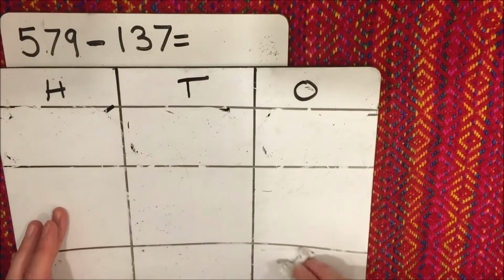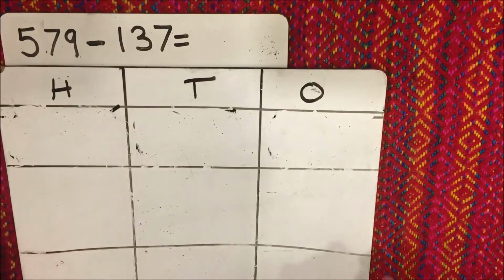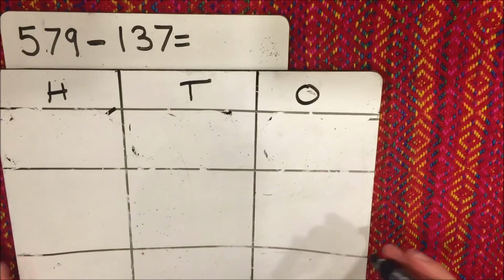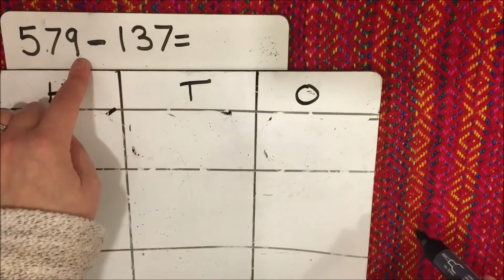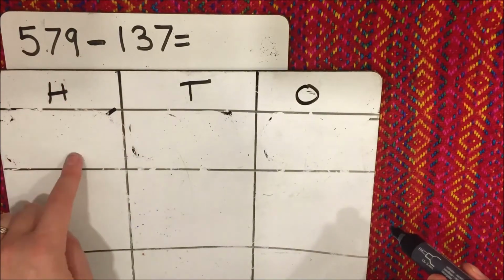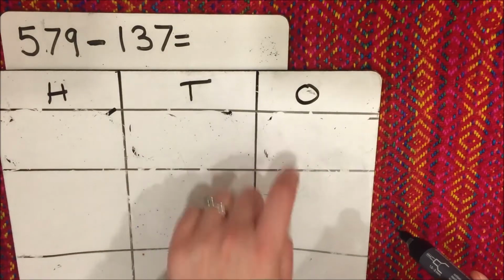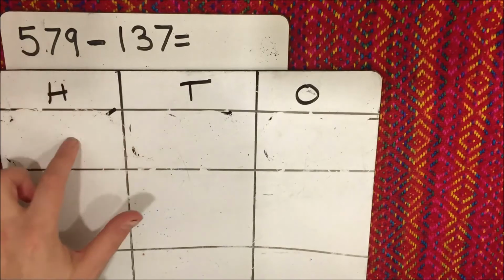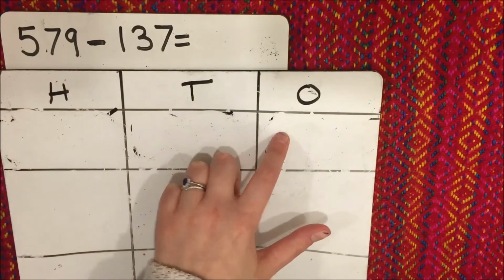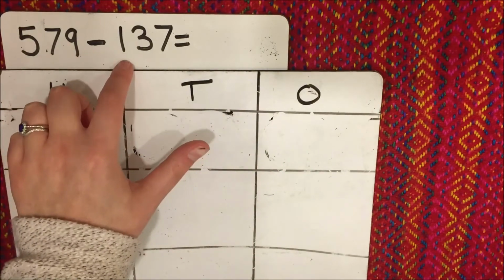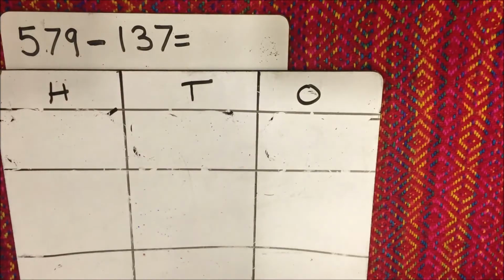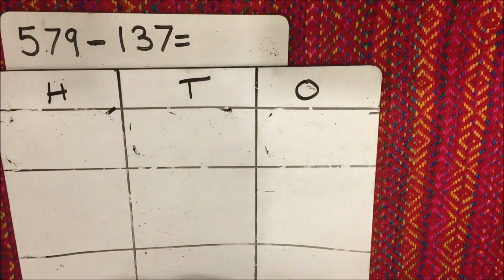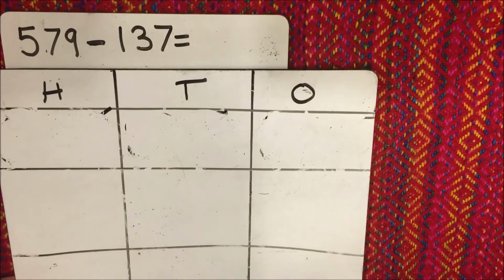Okay, so we're ready to draw in our counters. What are you going to draw first? You're going to draw 579. Where are you going to draw that? 579. Pause the video, have a go at drawing 579 in counters, and then crossing out and taking away 137. Once you've done that, unpause the video so you can check if you've got the same as me. Let's go through it together.